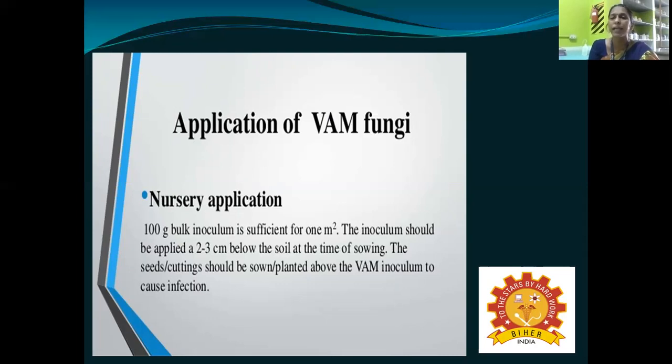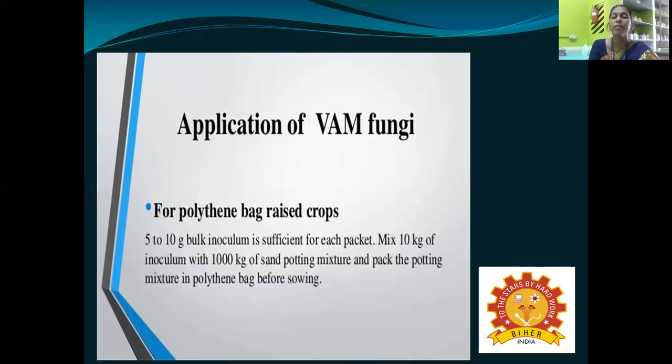Whether the infection is carried out in the root or you check it. And then next case, commercially, you can take it in a smaller size polythene bag for raised crops. In that case, 5 to 10 grams of bulk inoculum is sufficient for each packet. Mix 10 kilograms of inoculum with 1,000 kilograms of sand potting mixture and pack the potting mixture in the polythene bag before sowing. So before sowing, you have to confirm that the package is ready.